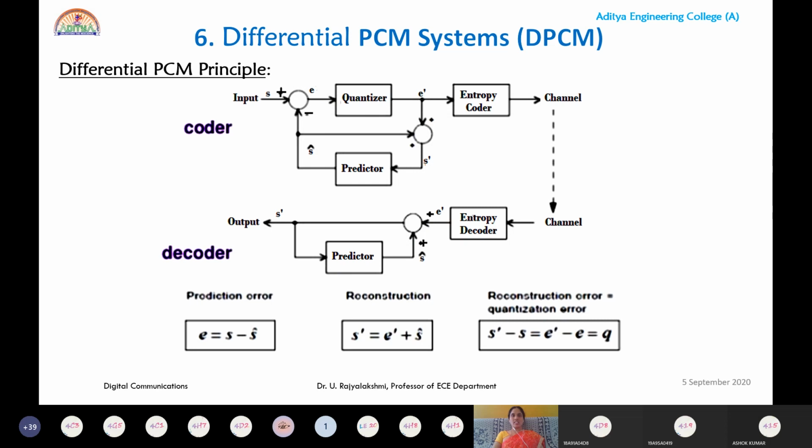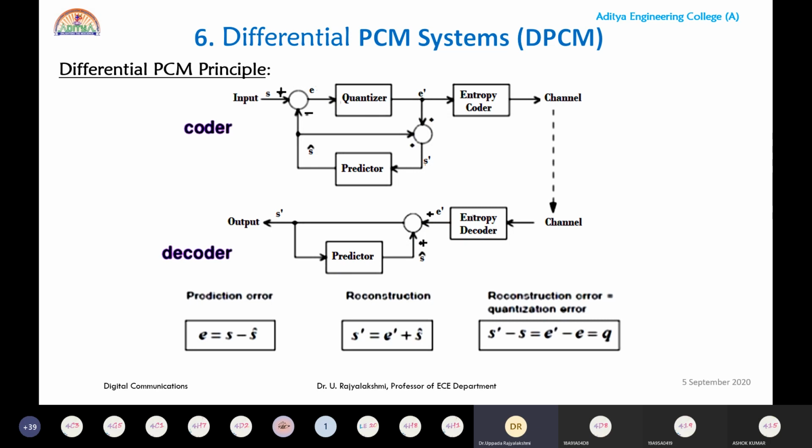Please observe the transmitter section, that is the coder section. The quantizer takes only the difference bit provided by this comparator. The comparator generates the difference between the present sample value and past sample value. Let the quantizer output be E dash. So E dash and S cap summation will be S dash. What is S dash? That is the prediction filter input, the sum of past sample data S cap and E dash, where E dash is the quantizer output.